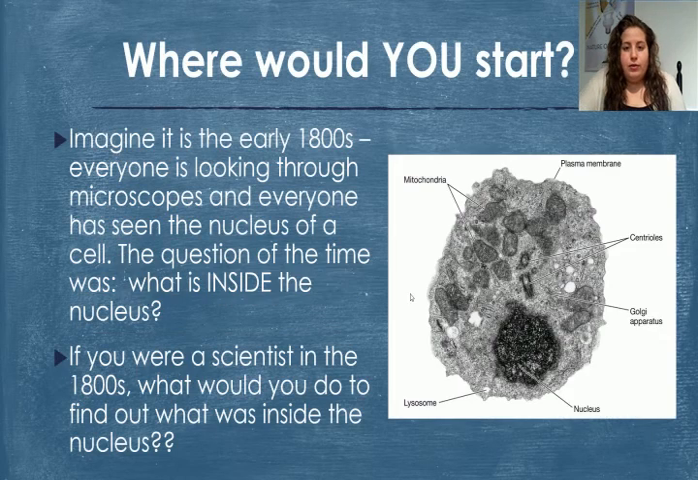So first things first, imagine we're in the early 1800s. At this point, everyone's had microscopes for a while now, everyone's looked at the cells. The cool thing is to look through the microscope. So many people have seen the nucleus at this point, but the question was, what was inside that nucleus? So if you were one of these scientists, where would you start?